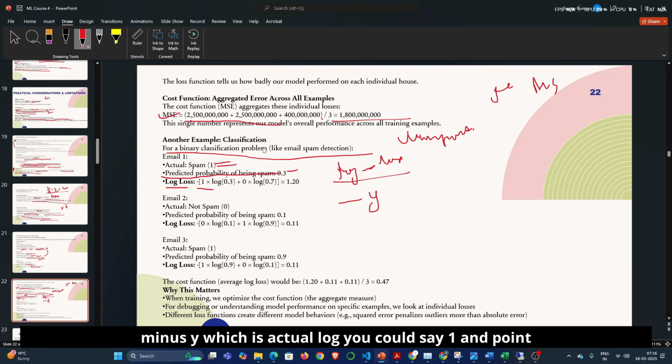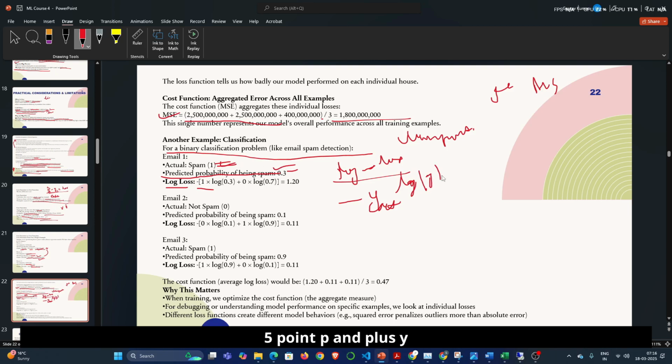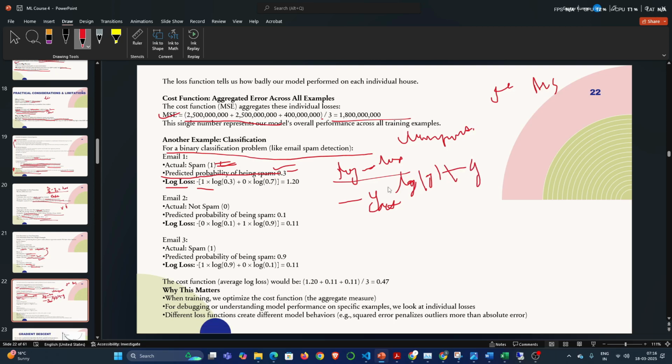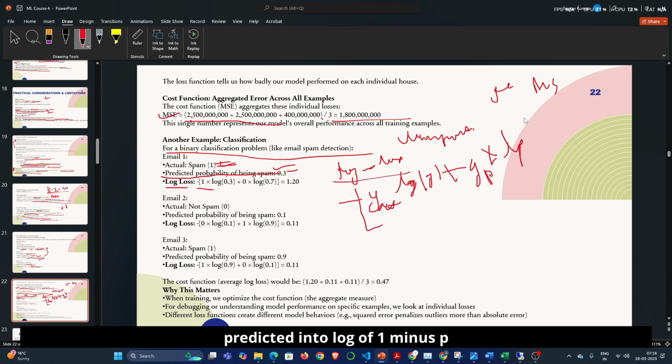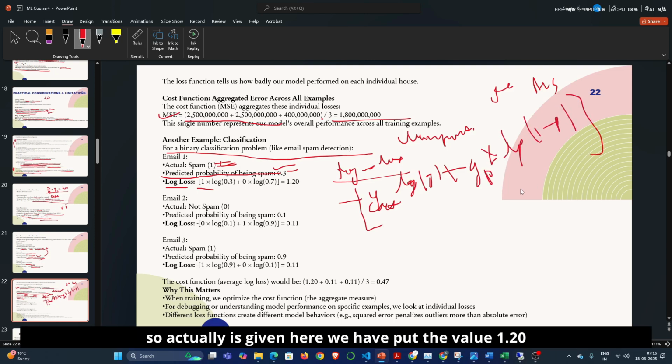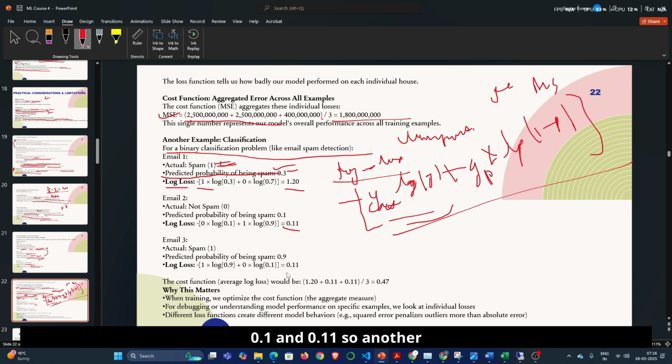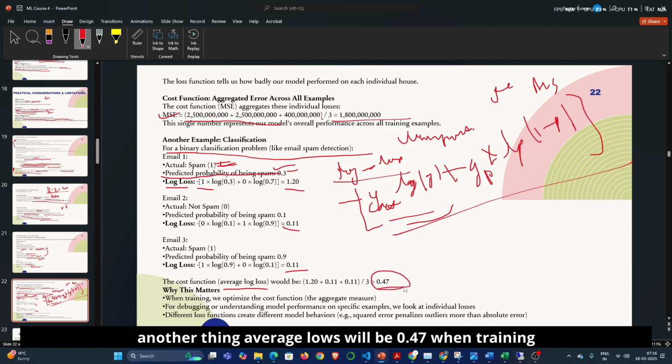Minus y, which is actual, times log of p, and plus 1 minus y times log of 1 minus p, where p is predicted. So actual is given here. We have put in the values 1, 0, 0.1, and 0.11. So the average loss will be 0.47.